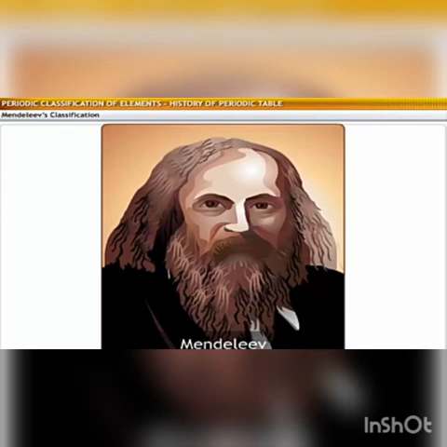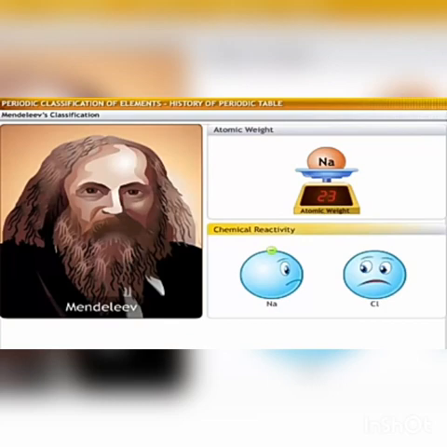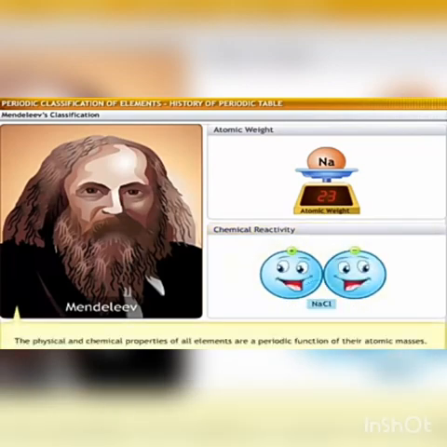He felt that effective grouping of elements and prediction of properties could be based on two parameters: atomic weight and chemical reactivity. Mendeleev's periodic law states that the physical and chemical properties of all elements are a periodic function of their atomic masses.